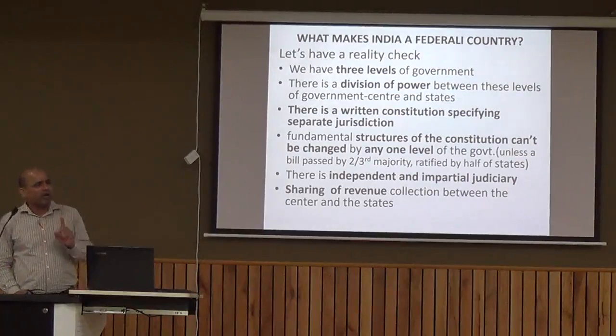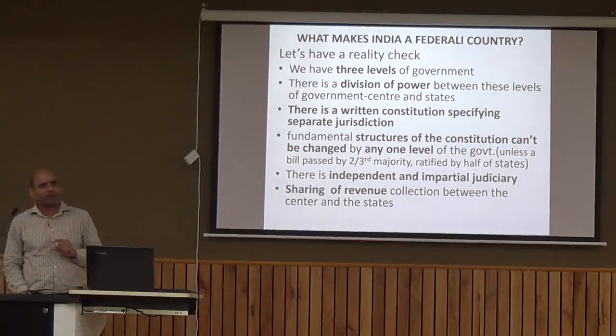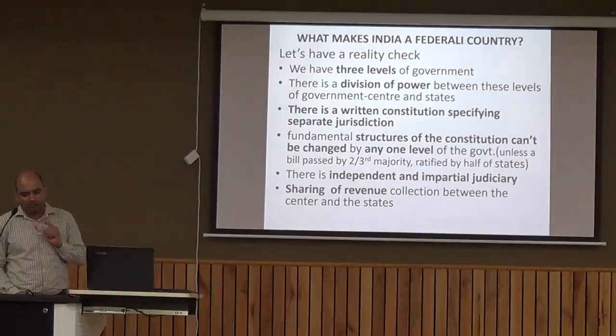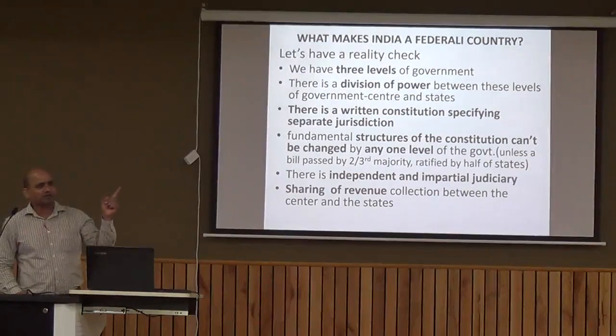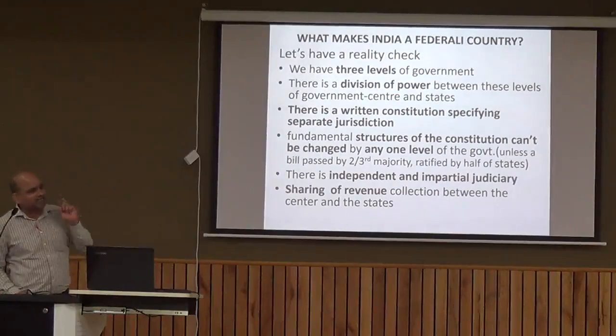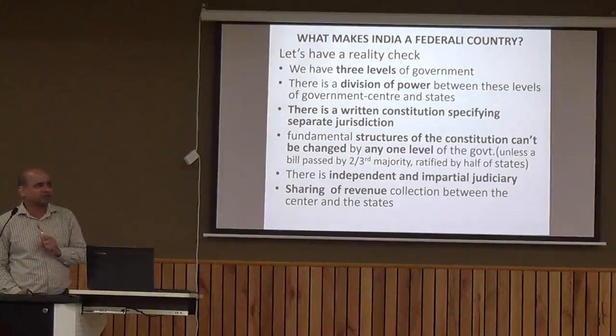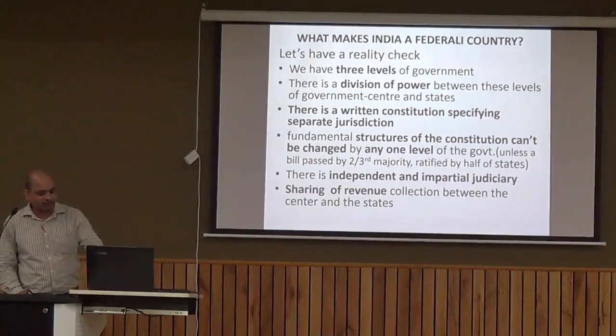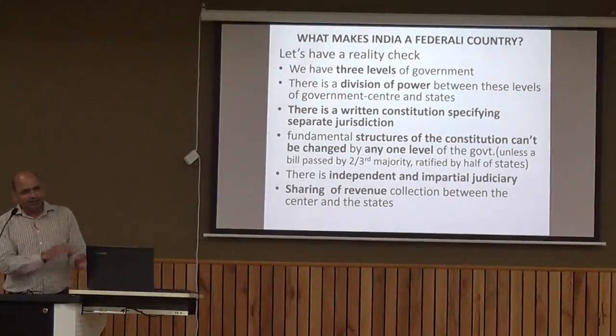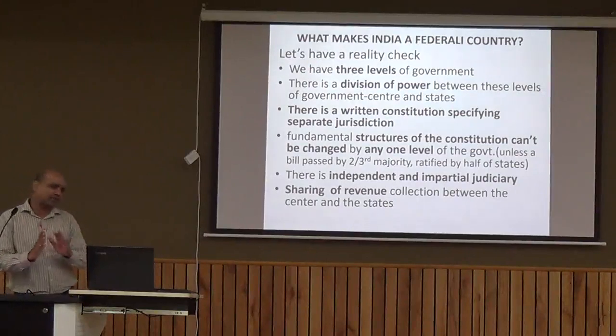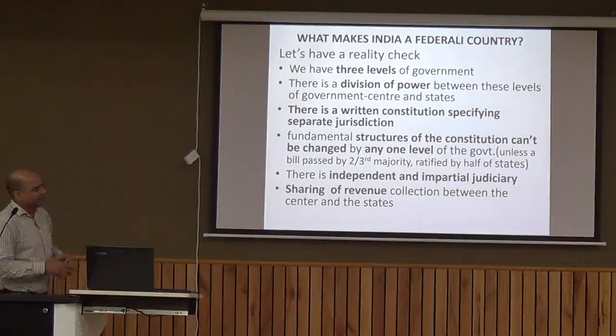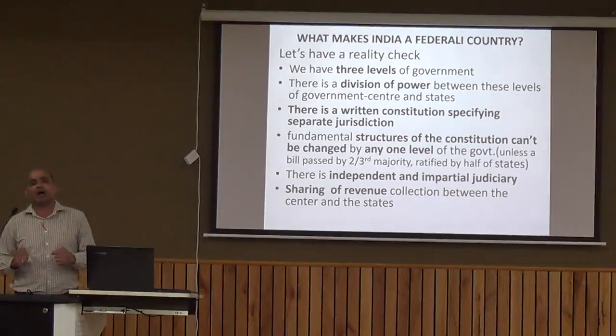One, do we have at least two levels of government? Yes, we have. We have three levels of government: the central government for the entire country, then states at the state level, and there is also local government, both in the rural areas and the urban areas. Two, there is a division of power among the center, states, and even local bodies also enjoy certain powers. This division of powers is mentioned in a written constitution, that we have a written constitution.